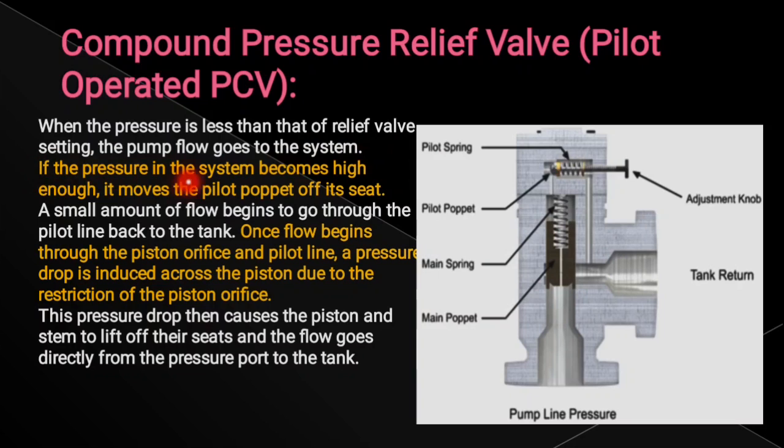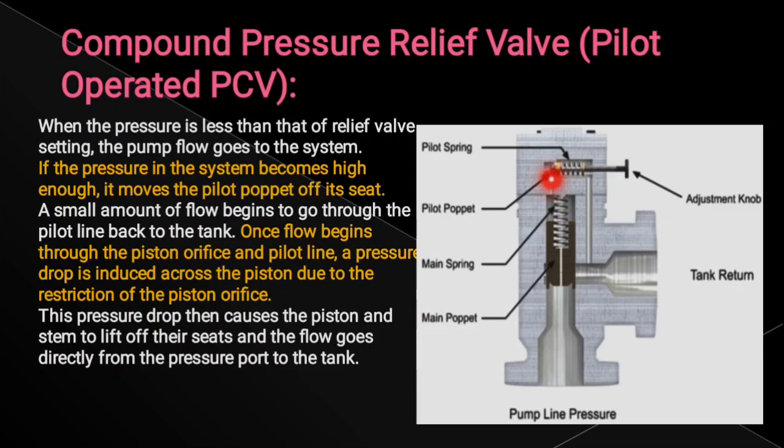If the pressure in the system becomes high enough, if the pressure increases here, it moves the pilot poppet off its seat. So what happens? First the liquid, as the pressure increases, moves, and there is a hole within this main poppet. This main poppet has one small hole inside here. The liquid first moves in here and is transferred, and there is one more hole here. The liquid is transmitted.